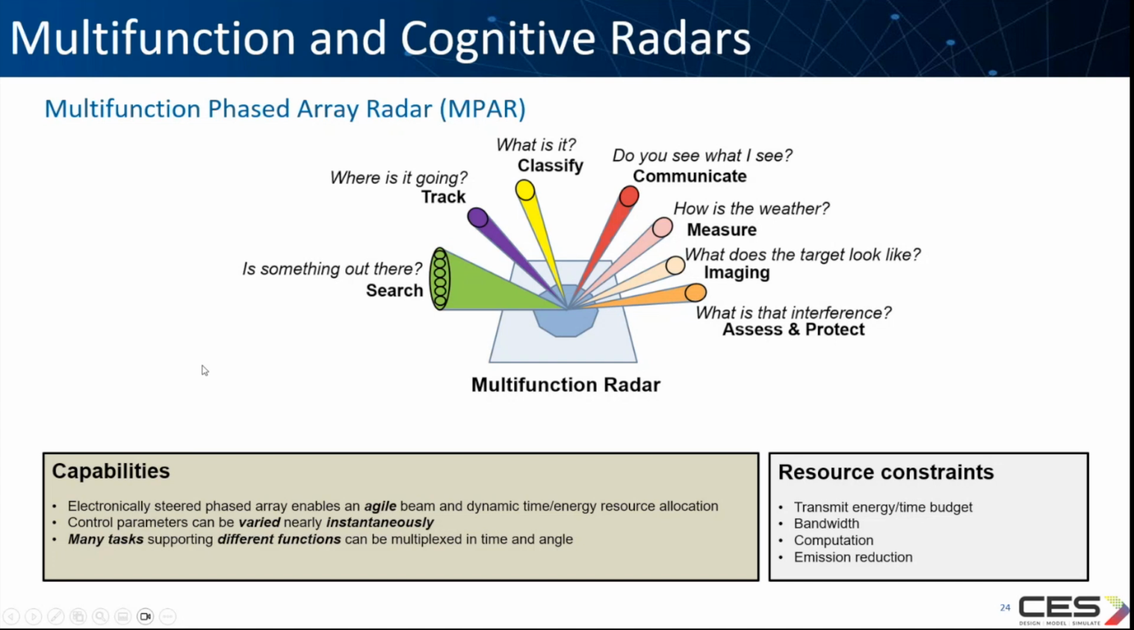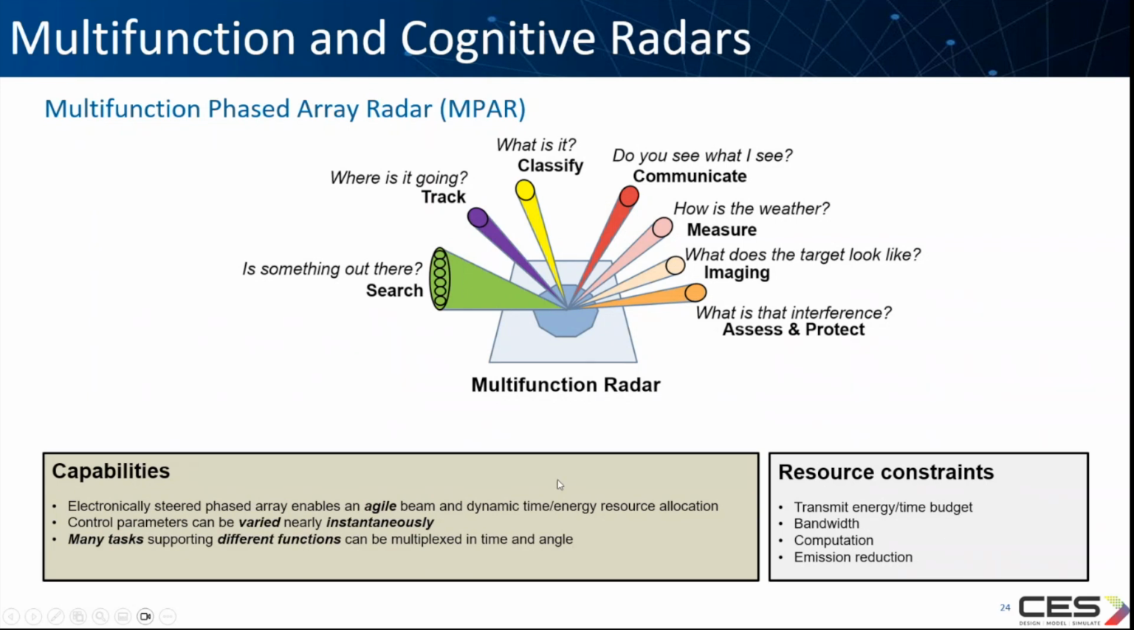A multifunction phased array radar can help with different functionalities. It has electronic scanning, so the antenna is fixed, but we are creating different beams electronically by shifting the phase. We can control parameters, and those parameters can be used for resource management. It allows us to perform many tasks supporting different functions, and these functions can be multiplexed in time and angle.